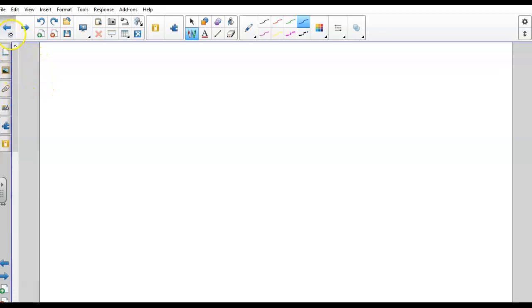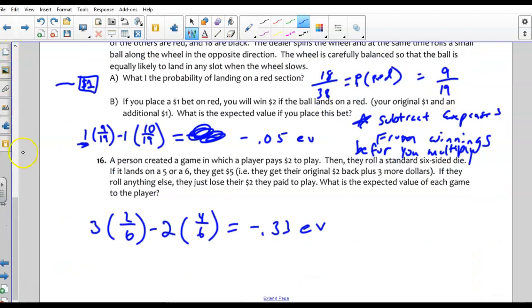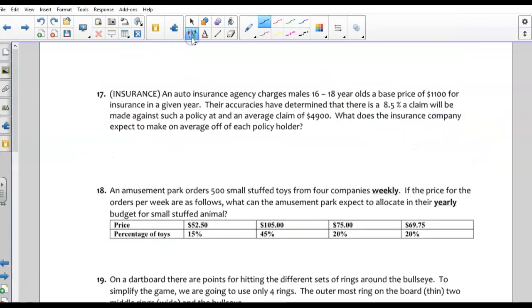I thought there was one more page of these. Oh, is that it? No, wait a minute. Alright, here we go.